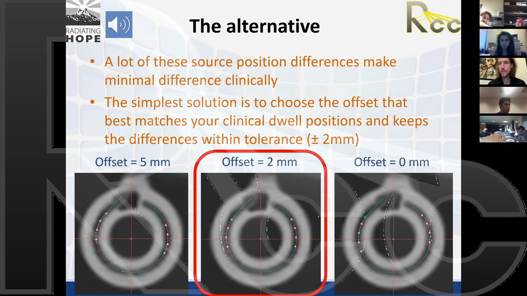If you remember from Ben's presentation yesterday about step backward systems, he had a nice fluctuation of offsets for each dwell position as well. If you remember that plot of angle versus offset, that was also within plus or minus 2 millimeters. So this is a very good approach if you don't have a library.